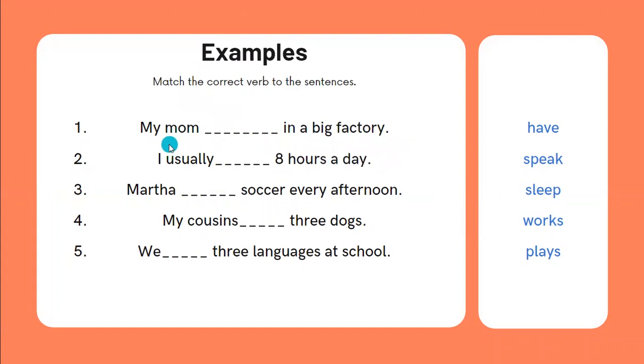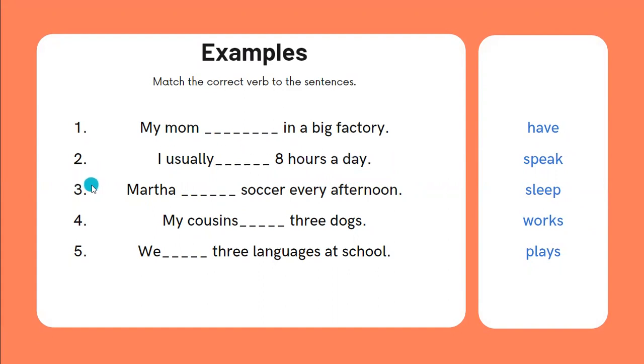Number 2, I usually blank 8 hours a day. And again, I is the pronoun, so the verb must not have an S. So we can discard works and plays, and we only have speak and sleep. But due to the context, 8 hours a day, the correct verb would be: I usually sleep 8 hours a day.